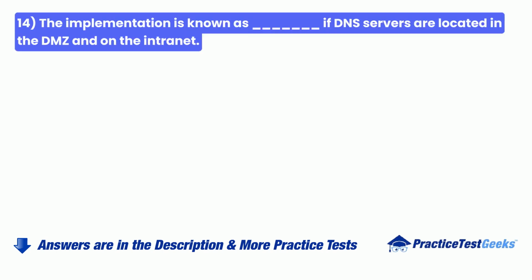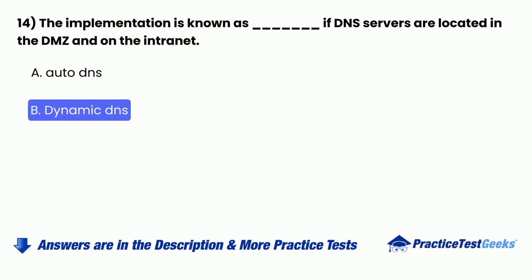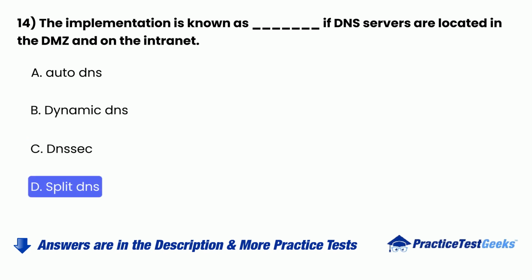14. The implementation is known as what if DNS servers are located in the DMZ and on the intranet? A. Auto DNS. B. Dynamic DNS. C. DNSSEC. D. Split DNS.